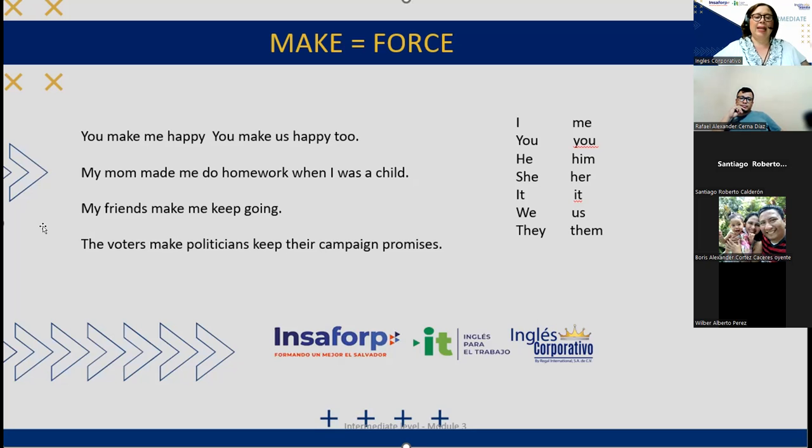Let's read this other one. The voters make politicians keep their campaign promises. The voters make politicians keep their campaign promises. Okay, politicians is the object. Look, politicians is the object, and obviously it's going to be the one who performs the action.